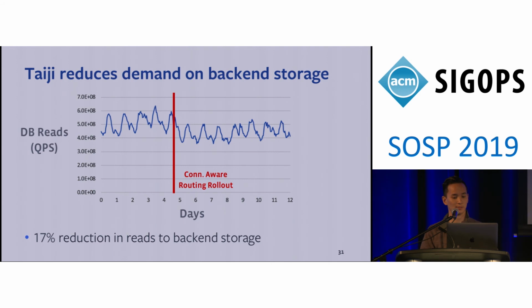So this figure shows the amount of queries per second to our backend storage over time. And after the rollout of connection-aware routing, we found that we reduced the reads to our backend by 17%.